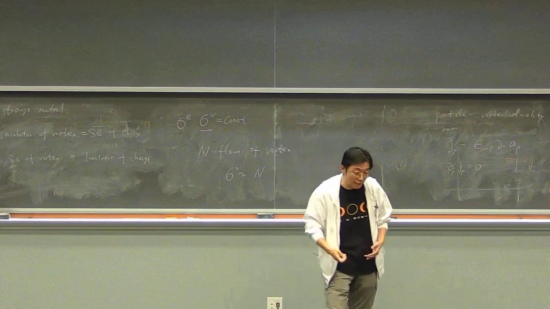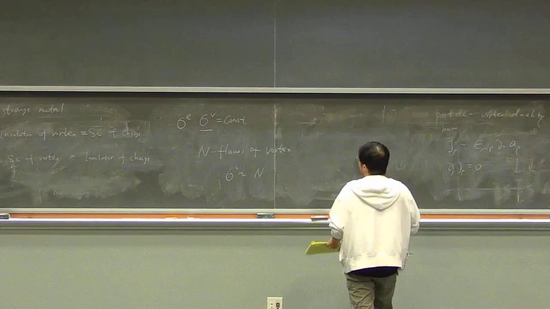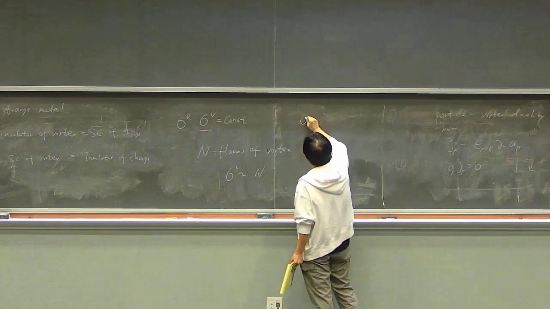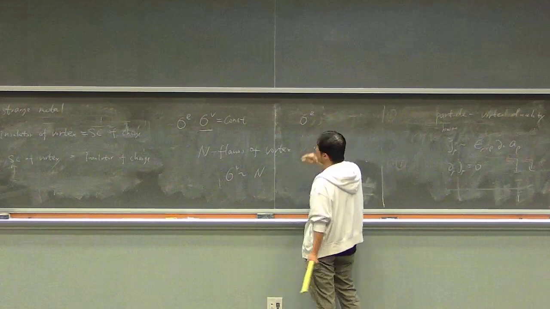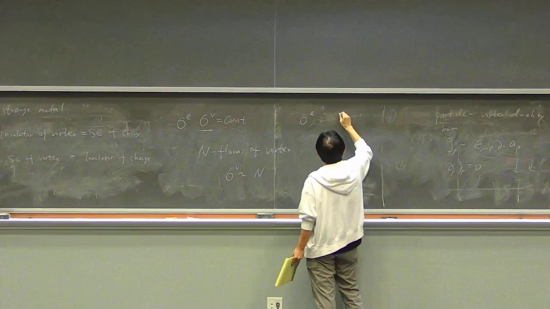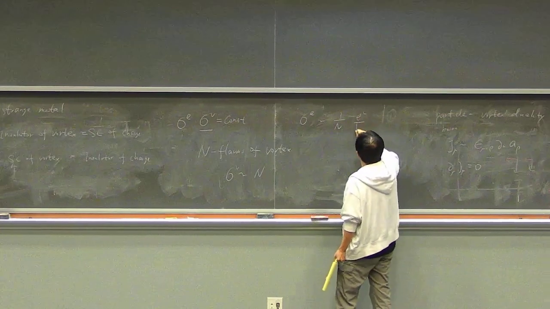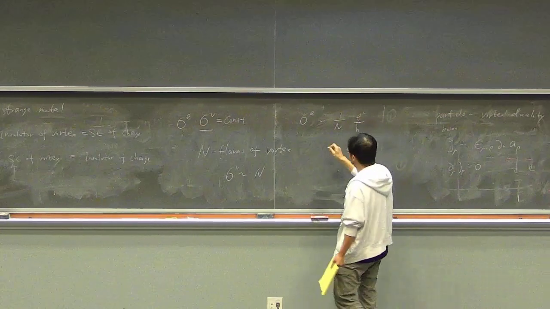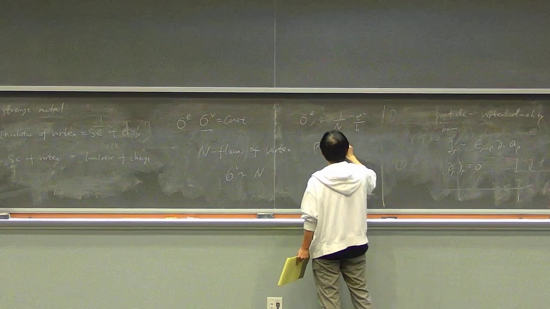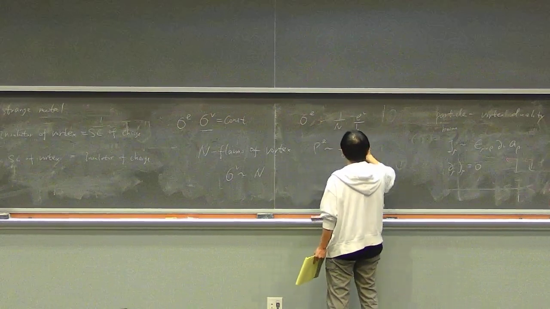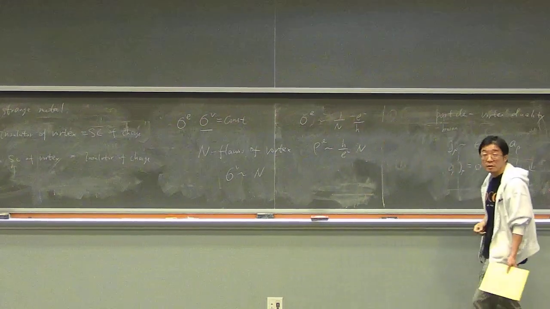Then this means that the electric charge conductivity, sigma_e, will be just proportional to 1 over n, times e squared over h. It means that the resistivity rho will be h over e squared times n.